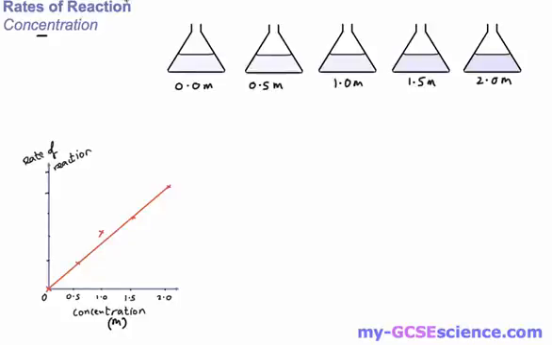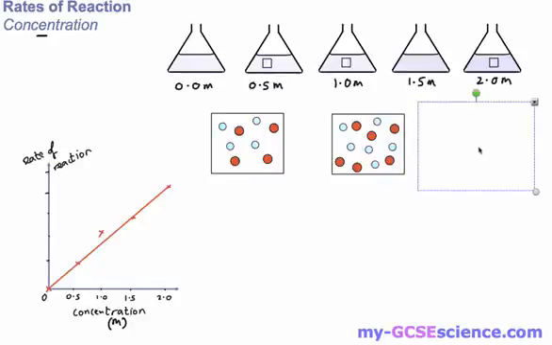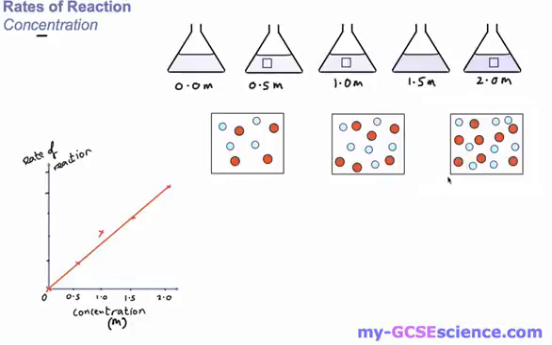So let's have a look at what's going on in this one, in this one, and in this one. So if we expand what was going on and look at the particles, you can see for the first one where we have, in fact let's move it over here, where we have a low concentration of the two particles, we can see that there's only a few in a certain volume. In the second one we have more, and in the third one we have more still.